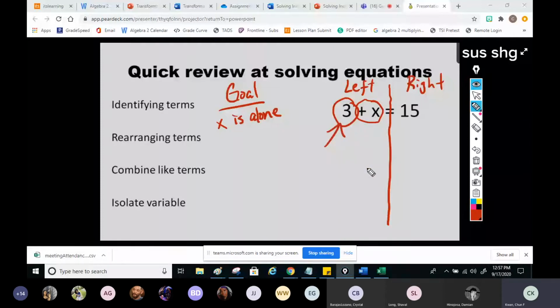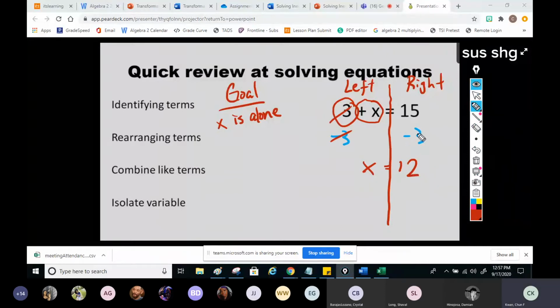So whatever extra terms, they have to go, okay? So right here, the +3, if we want to get rid of it, we have to do a -3. Do a -3 on the left, do a -3 on the right, and then +3 and -3 cancel out. You will have just the x. 15 minus 3, you will have a 12, okay? So you have to do a -3 on both sides. All right, you got it right.